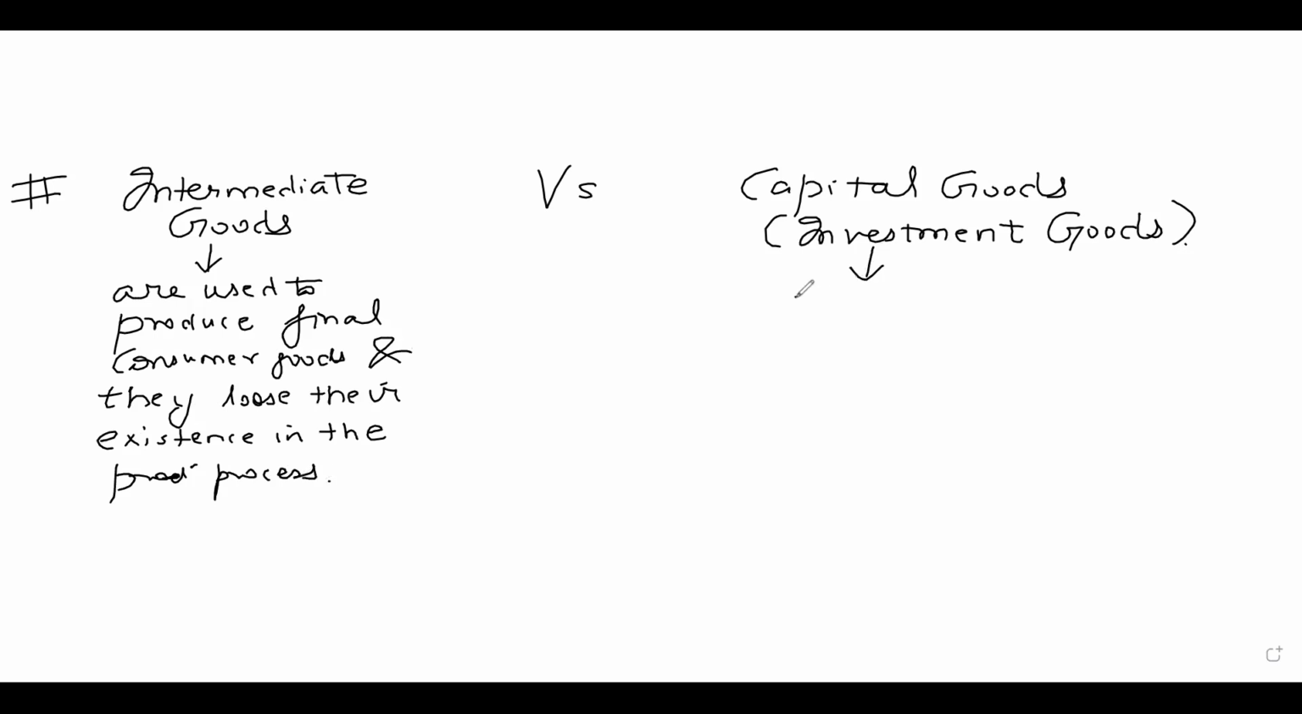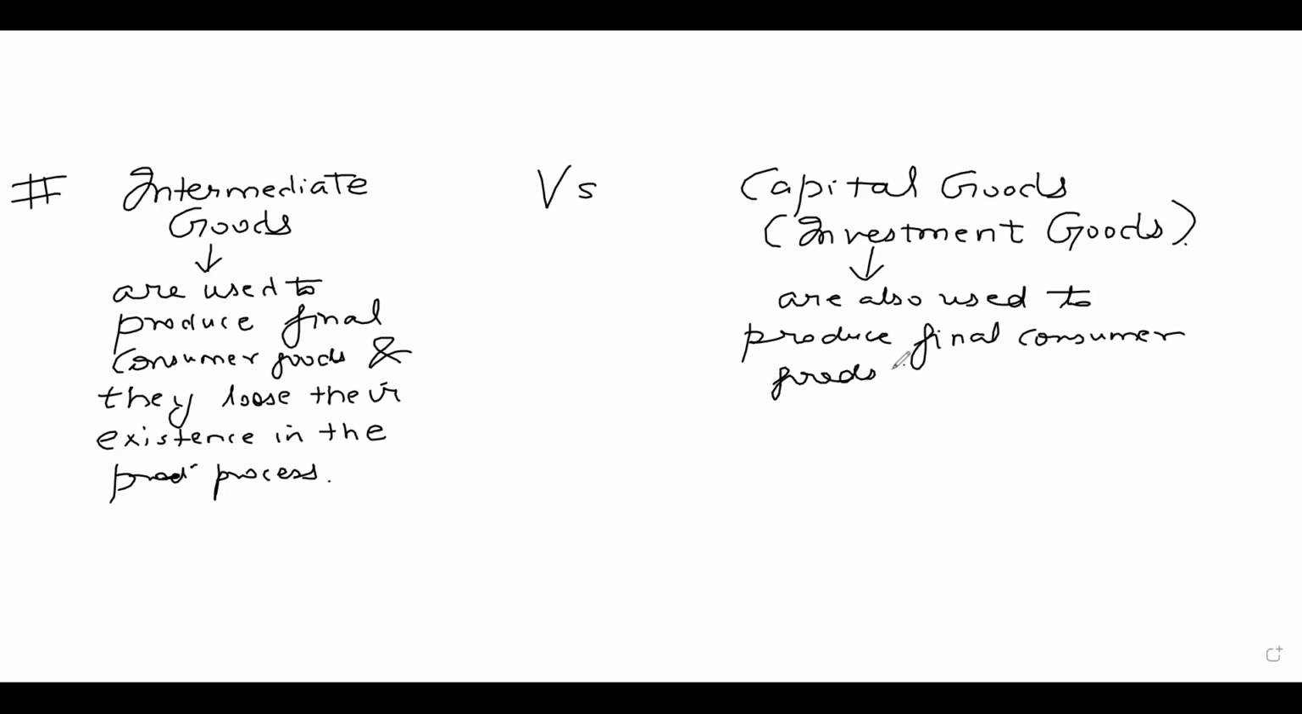Capital goods are also used to produce final consumer goods, but they do not lose their existence in the production process.